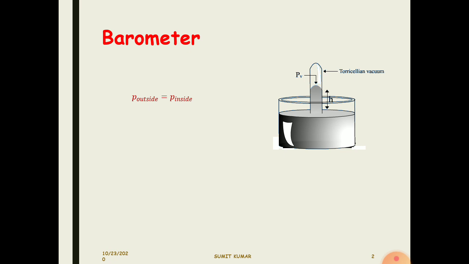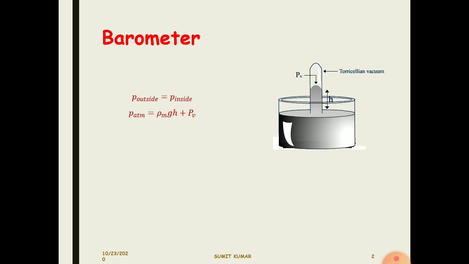According to the hydrostatic law, the pressure at the level of the free surface of the trough mercury will be the same at every point, either inside the tube or outside the tube. Now writing this statement as an equation, we get P_atm is equal to rho_m g h plus P_v.